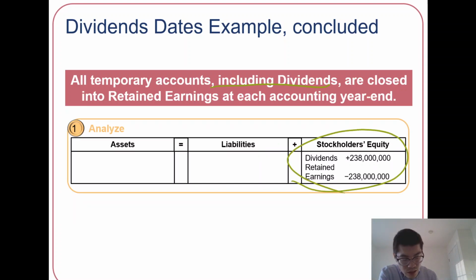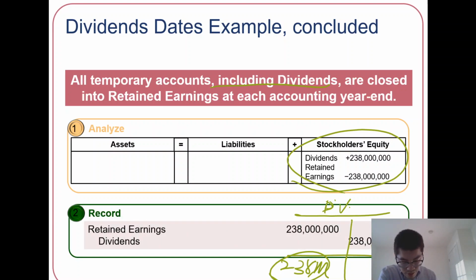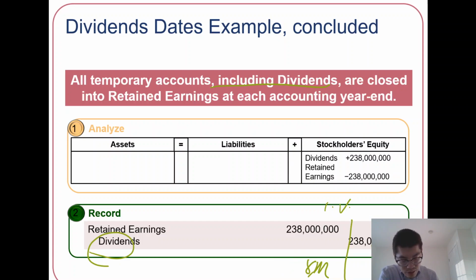Dividends is a debit balance, right? It carries a debit balance. So normally the balance is on the debit side. If we need to reset it to zero, then we need to credit that much. So we credit dividends $238 million and debit retained earnings for that much. Then the dividends balance will be zero, ready for us to start off the next accounting period. So that is a debit to retained earnings and a credit to dividends, whatever the balance is.